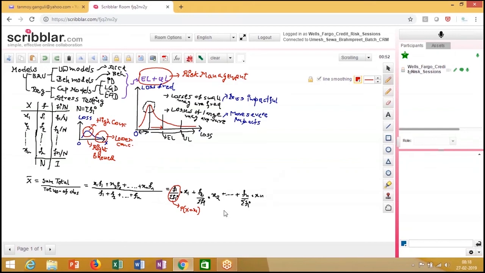Therefore, this x bar is nothing but the summation from i equals 1 to n of the probability of xi to occur into the outcome, where pi is the relative frequency. This is what we call the expectation of the variable x. The expectation of a variable x is its average value, or the long run average of that variable x. And what is this x called? This x, a variable with multiple outcomes and a probability associated with each outcome, is called a random variable.